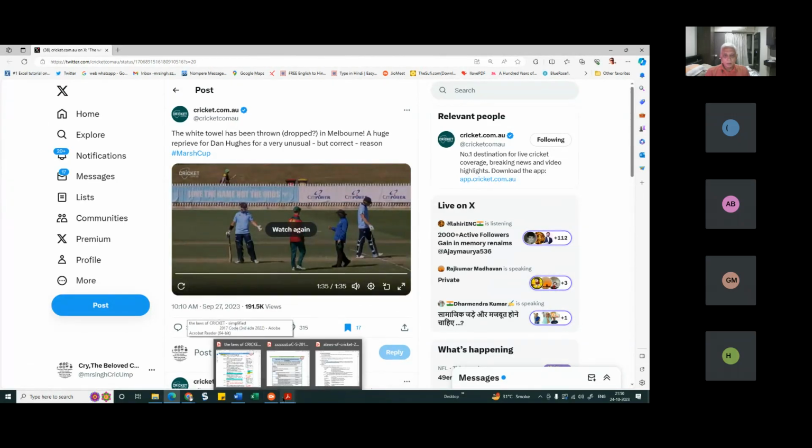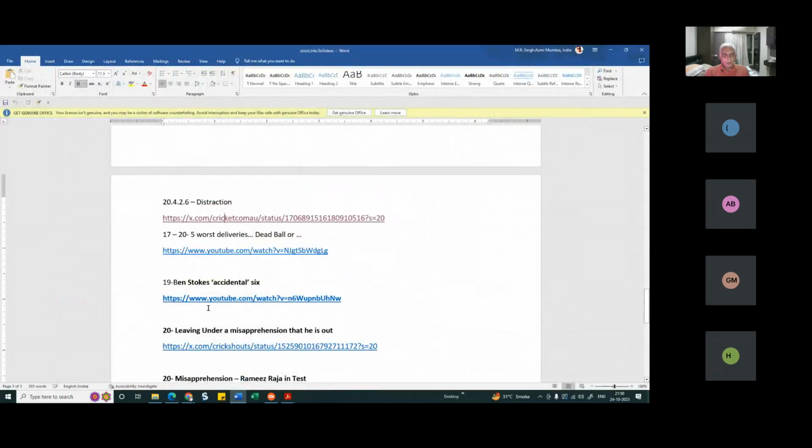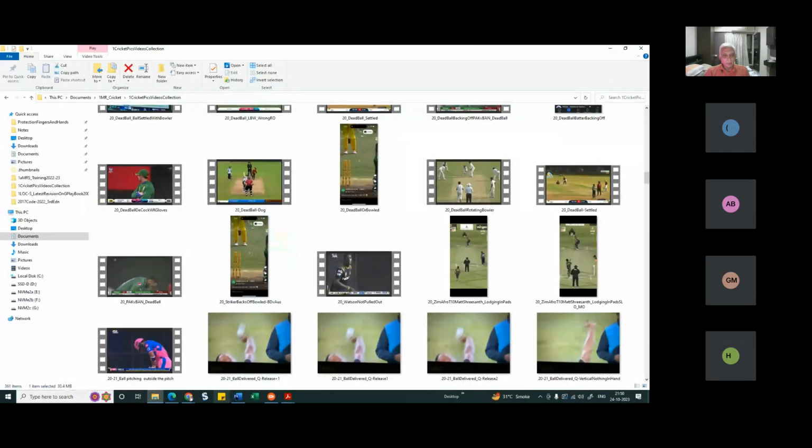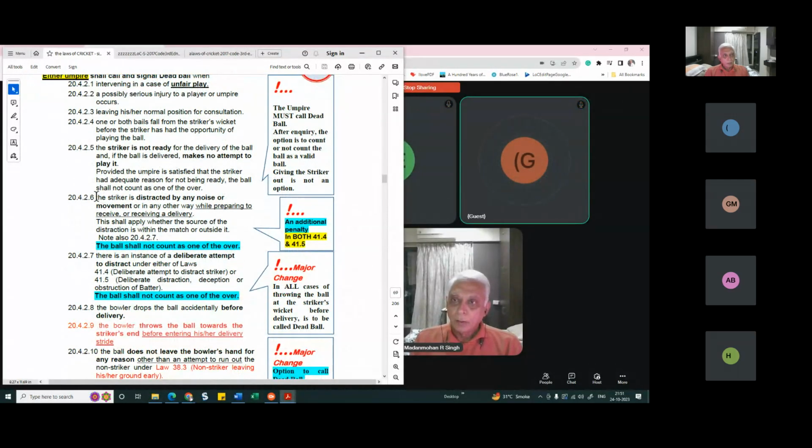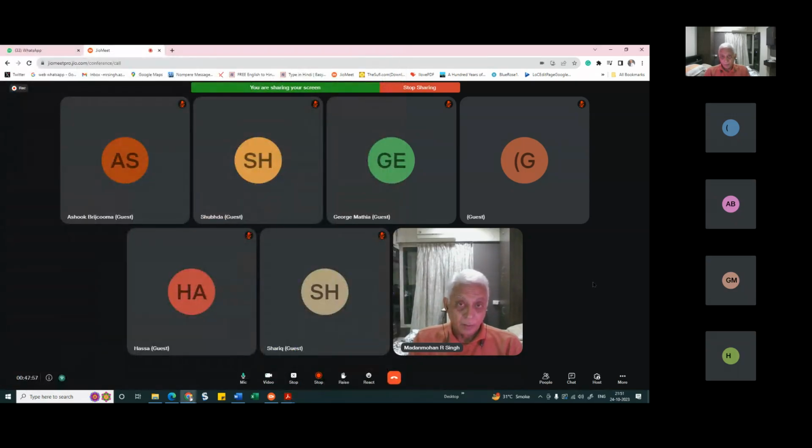So this came up recently, quite an interesting thing. And I think they did the right thing by giving that not out, changing it. And the law says, look at the law: the striker is distracted by any noise or movement or in any other way while preparing to receive or receiving a delivery. There is no mention of his playing the ball or not playing the ball here. And this shall apply whether it happens from within the match or it could be a loud bang from the stands.